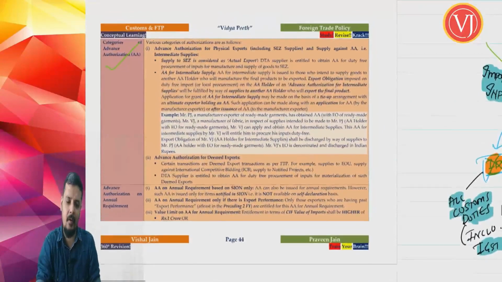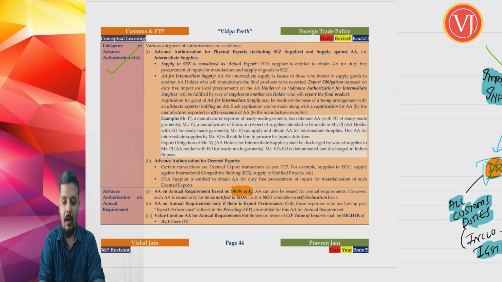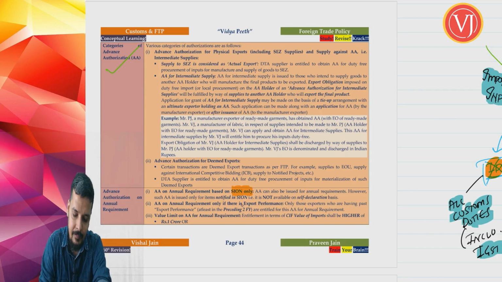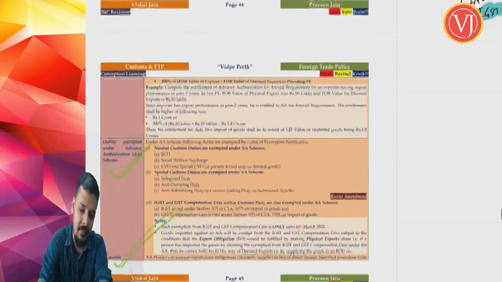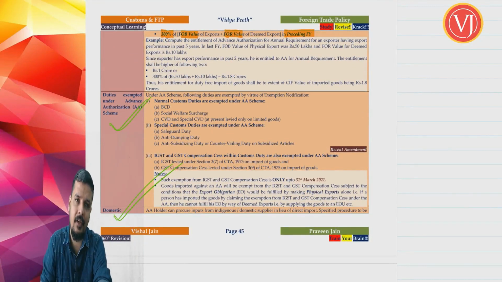So can everyone go for annual advance authorization? No. Only when your standard input output norm is there, and you are going by standard input output norm, not by ad hoc or self declaration basis. Only when there is export performance in the preceding 2 financial years. And what will be the value? Higher of 1 crore or 300% of both your FOB value for actual exports and FOR value for deemed exports in the preceding financial year.